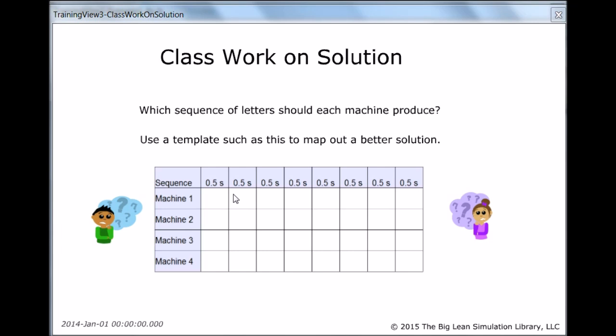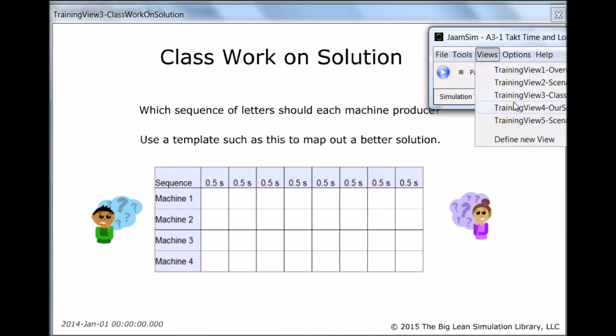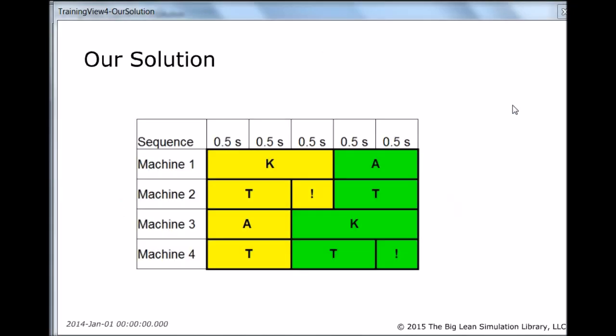Okay, at this point I'm assuming that you've already graphed out your solution and that you're ready to see the solution that we came up with. So here's our solution. And this is an optimal solution, but it's not the only solution. So yours could give the same result but look different. In ours, we got machine 1 making a K and then an A. Machine 2 is a T, exclamation mark. Machine 3 is an A and a K. And machine 4 is a T and an exclamation mark.